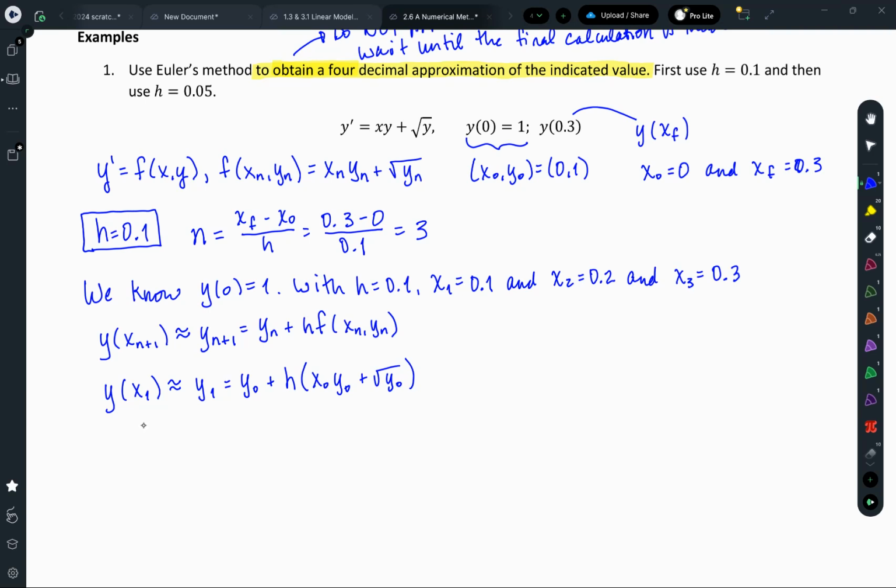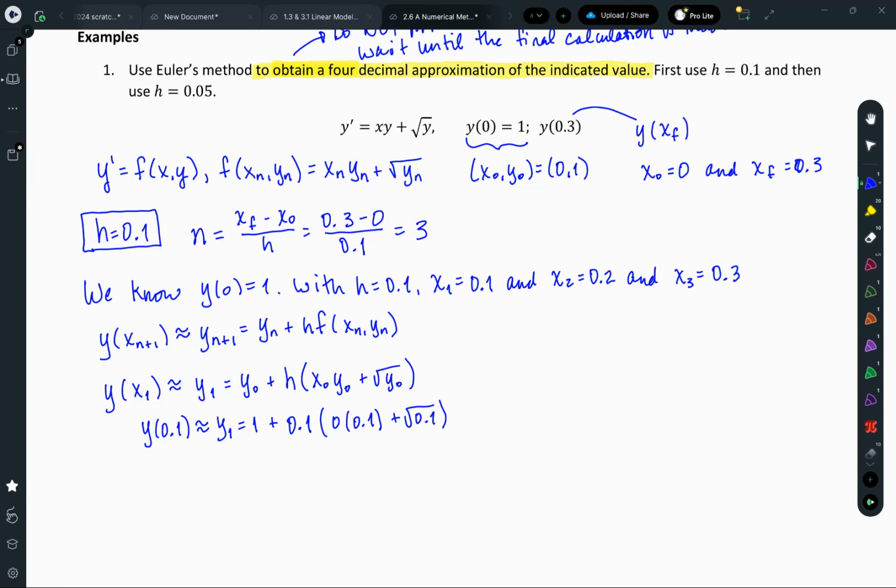x1 is 0.1, so that means I'm finding y of 0.1 is approximately y1, which is equal to y naught, and y naught was 1, plus h, which is 0.1, times x naught is 0, times y naught, which is 0.1, plus the square root of 0.1.